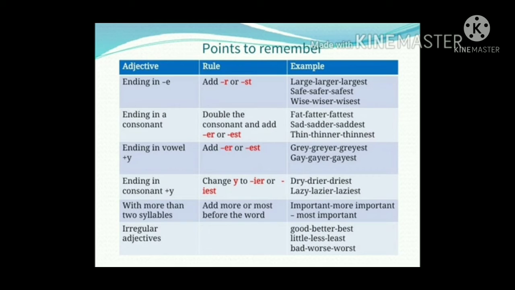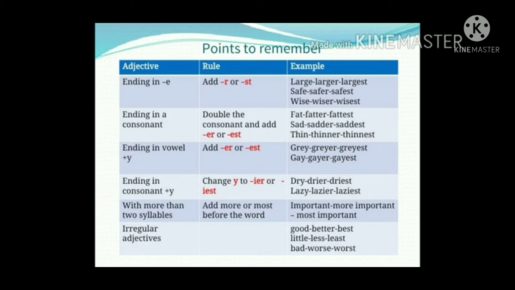The adjectives which end with E at the last, we have to use R or ST, just only R and ST, like large, larger, largest, safe, safer, safest, wise, wiser, wisest.